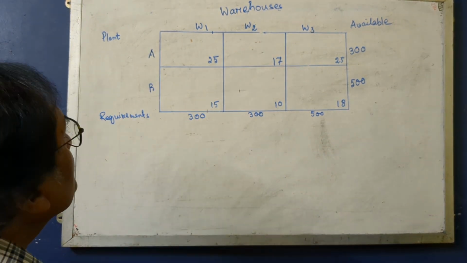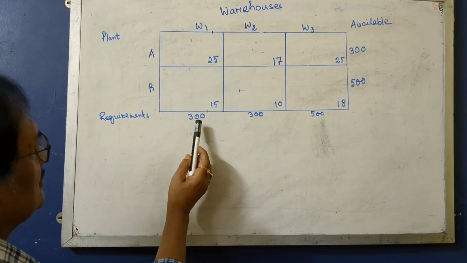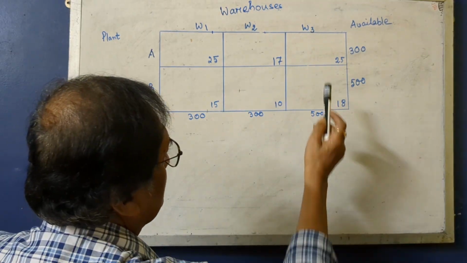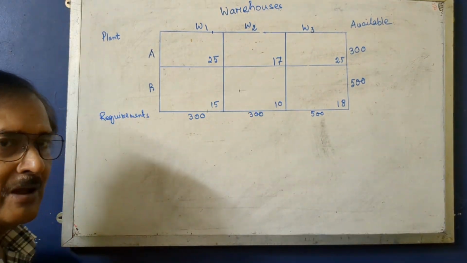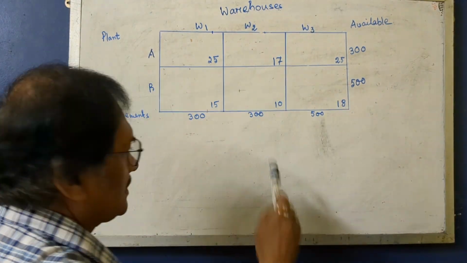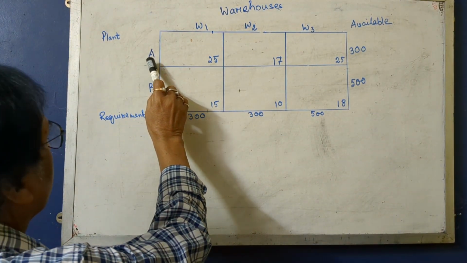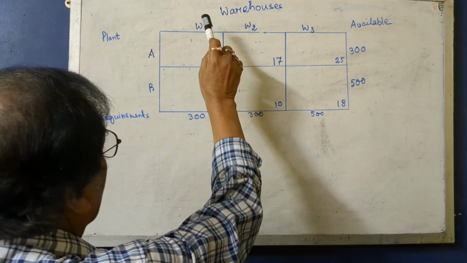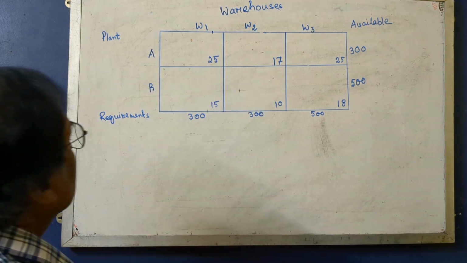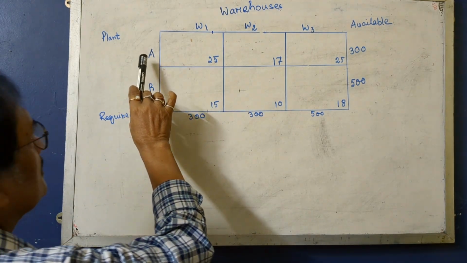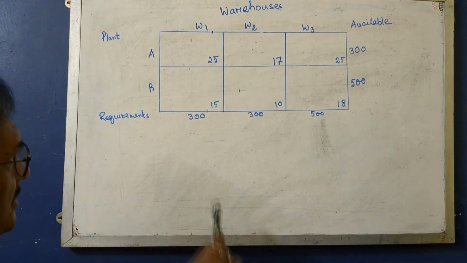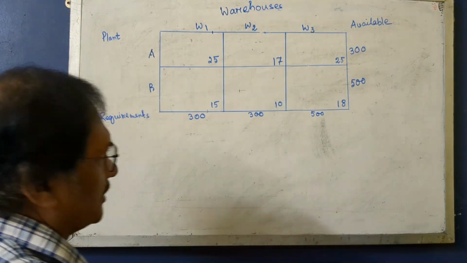The requirements are, for this warehouse or marketplace, 300, for this warehouse, 300, and for this warehouse, 500. And these are the transportation costs. Transportation cost means that if you shift one unit from this source or plant to this warehouse, the transportation cost per unit will be 25. And if you shift one unit from this plant to this warehouse, the per unit transportation cost is 25. In this way, all transportation costs are noted.